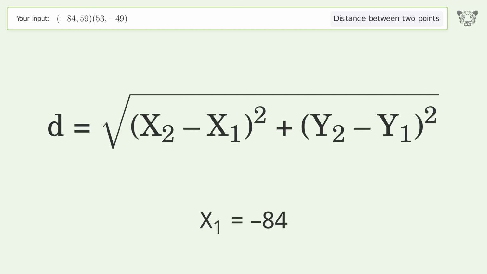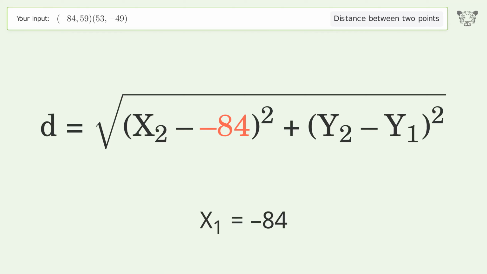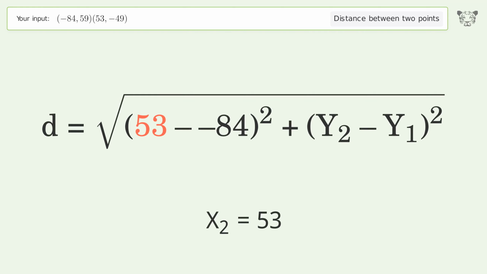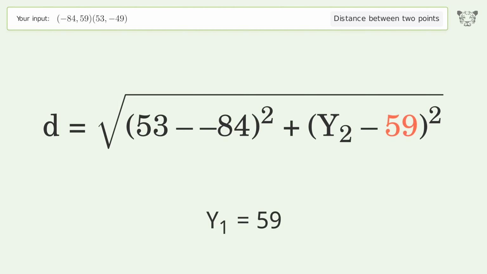x1 equals -84. x2 equals 53. y1 equals 59. y2 equals -49.